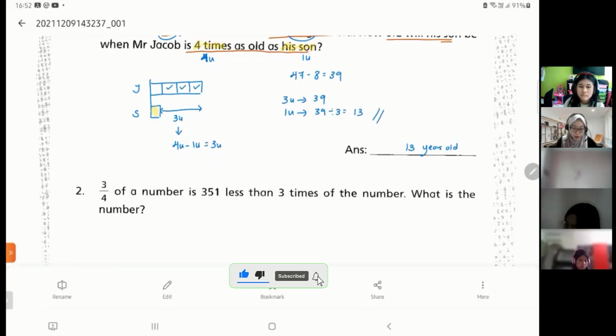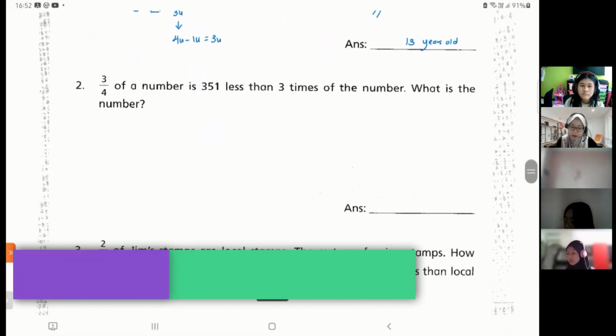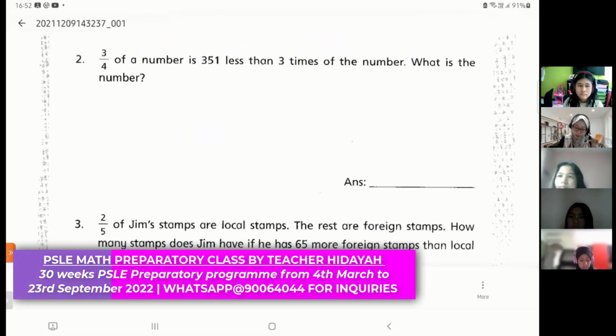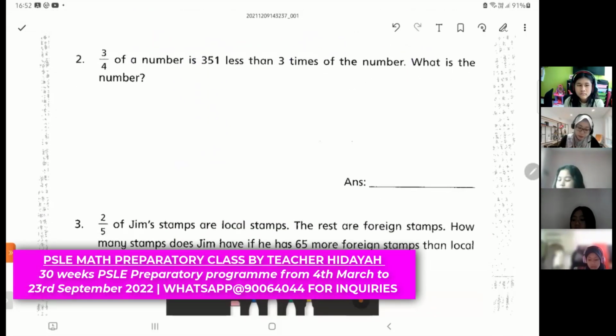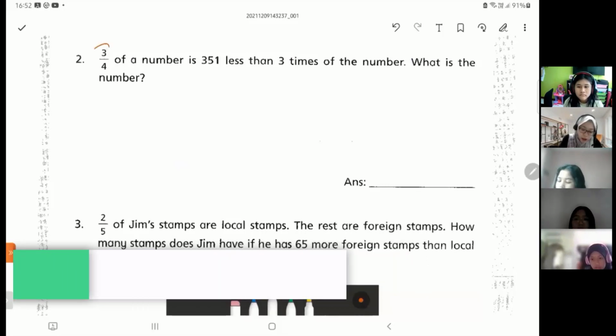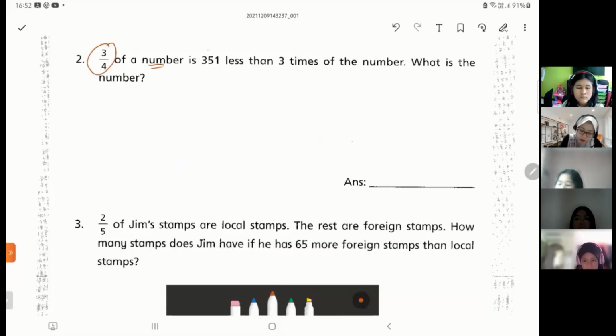Okay, next one. Just take note of the answer. You don't have to copy down the working if you get it wrong. Next one. 3/4 of a number is 351 less than 3 times the number. So I'm going to work with this one first. 3/4 of the number. I do not know what the number is, but I know it's 3/4. 3/4 means 3 out of 4 parts.